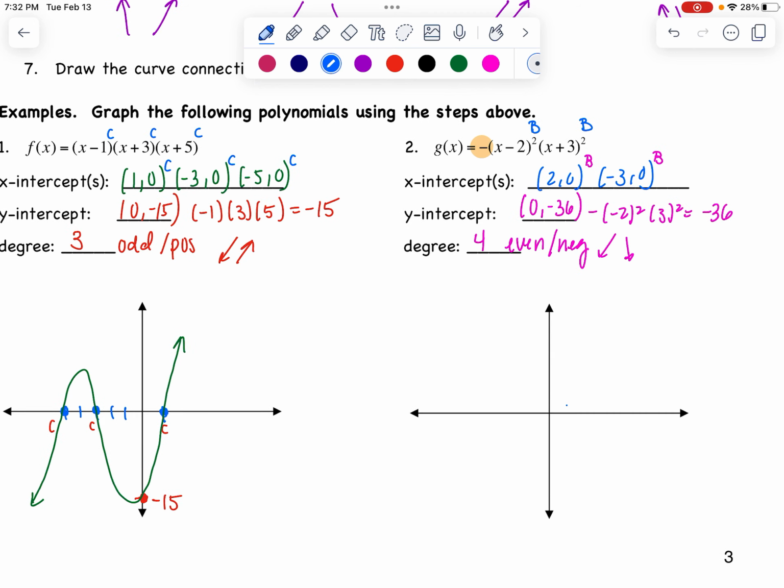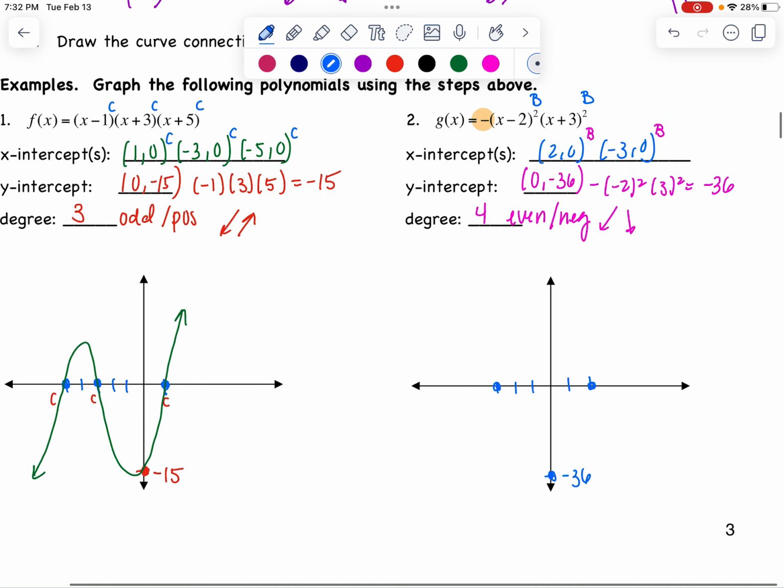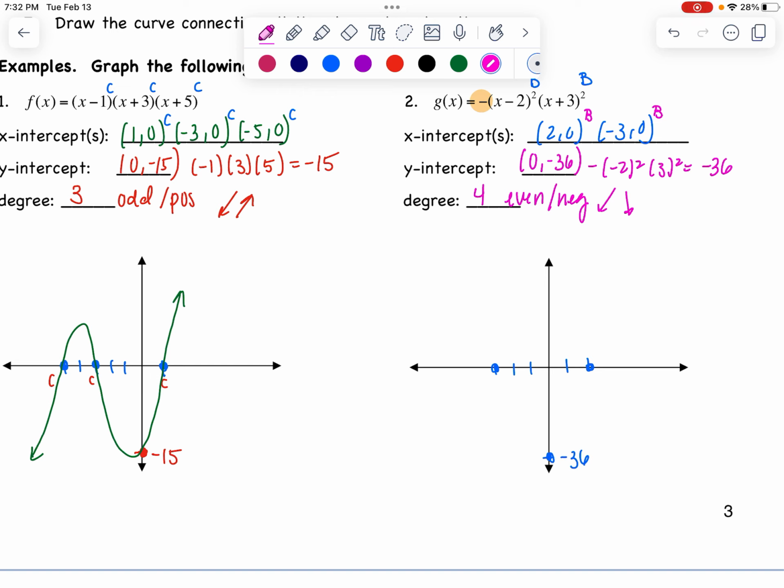All right, go ahead and plot your points. We're at 2, 0 and -3, 0. Let's say this is our -6 on the y-axis. We're starting downwards with this function. It's going to hit at -3 and bounce. It's going to hit the -36, go back up, hit at 2, 0, and bounce back down. And there is your function.